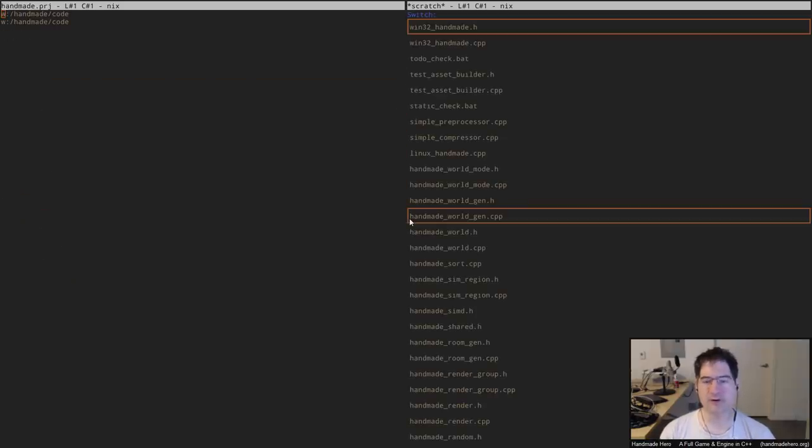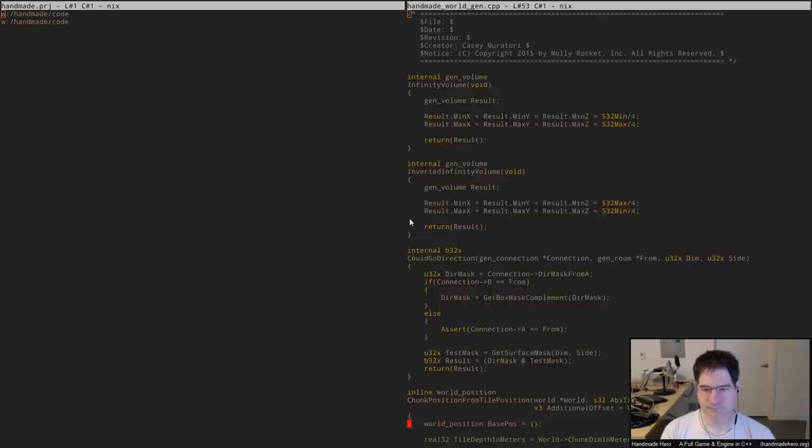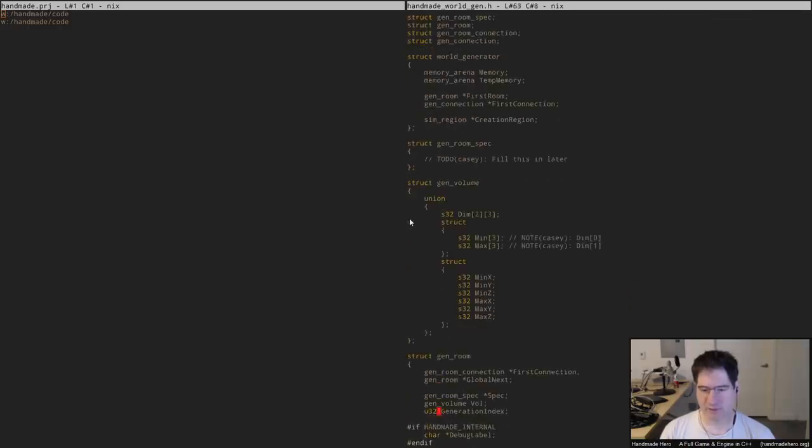So if you remember, we had this concept in here of a volume where a room could be placed. And this was just some integers that said the min and the max, right? It's a pretty straightforward idea. And I don't think there's anything obviously wrong with this, right?